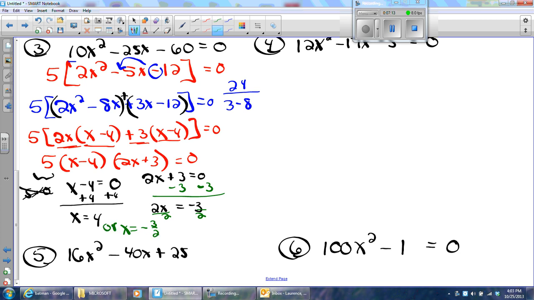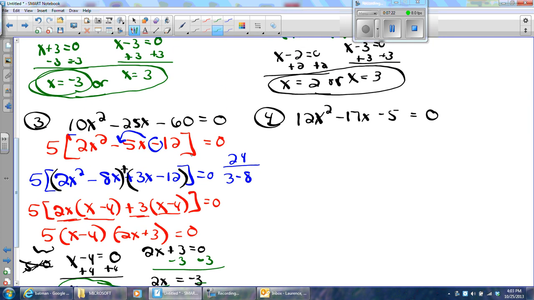There are your two answers for x: 4 or negative 3 over 2. Some of you might be wondering, will there always be two answers? No, there doesn't have to be. There can be no solution. There could be one solution, or there could be two, and we'll talk more about that later.